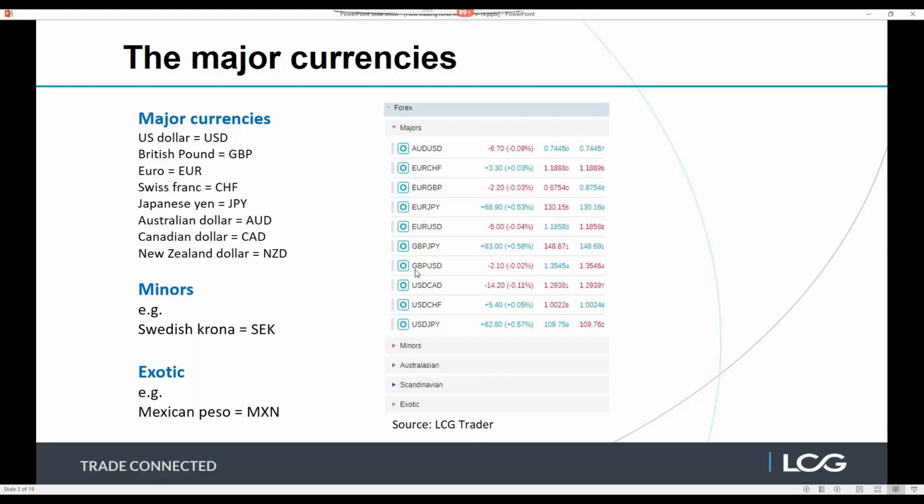But here you can see GBP USD. So that's the exchange rate of the pound against the dollar. But you can see that in the platform we trade minor, Australasian, Scandinavian and exotic currencies as well. So a lot of different Forex pairs on offer. Some of those minor currencies, as they're described, you might want to consider, for example, the Swedish krona, or exotic might be the Mexican peso.